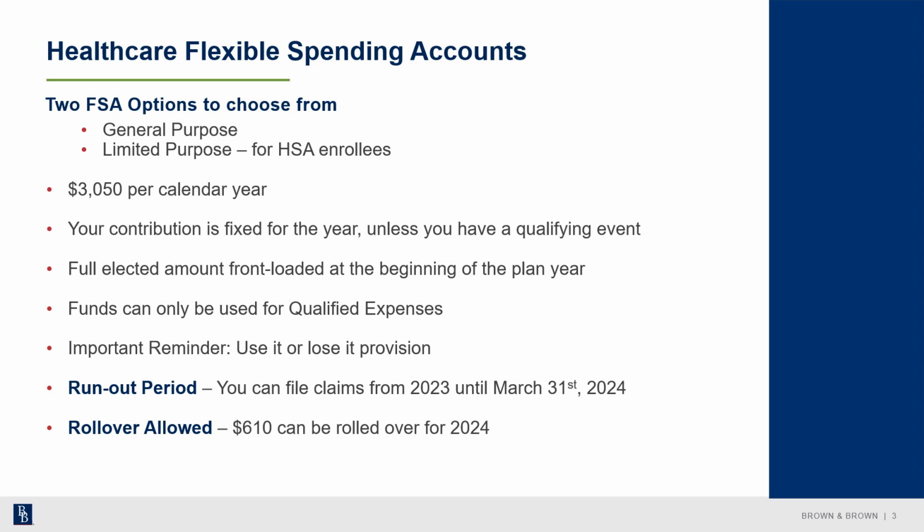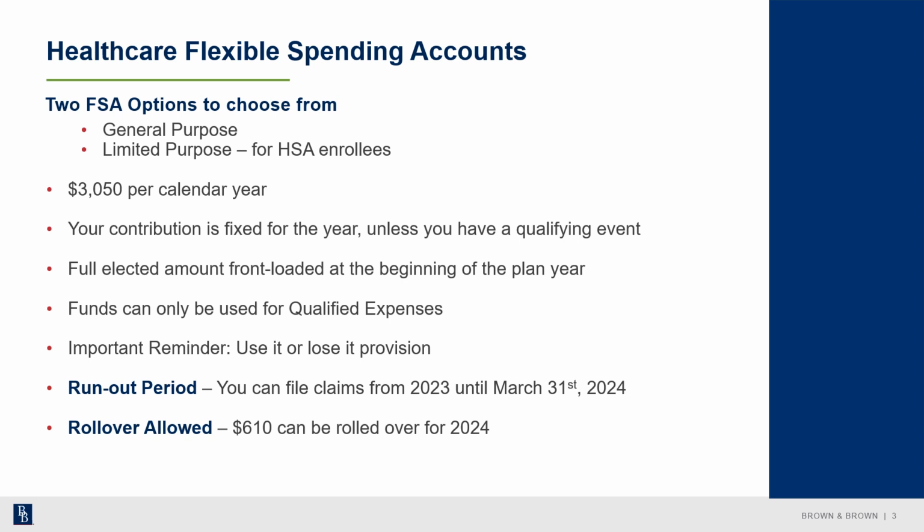There is a use it or lose it provision. So you have a rollover that's allowed. You can end the year with up to $610, and that can be rolled into the next year, but anything above that is subject to forfeiture. So you want to put some thought into what your anticipated expenses are going to be and use that for the basis of deciding what contribution you want to set out.